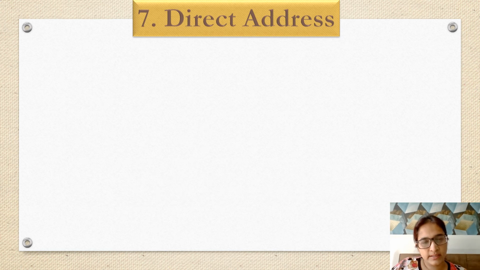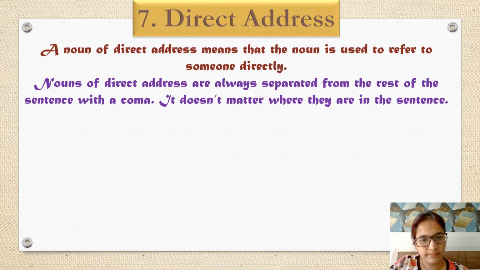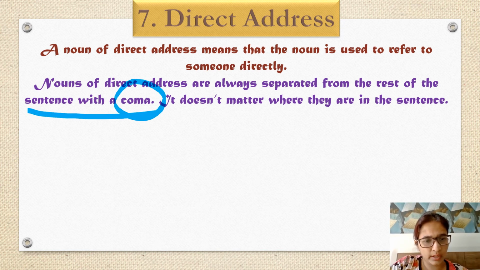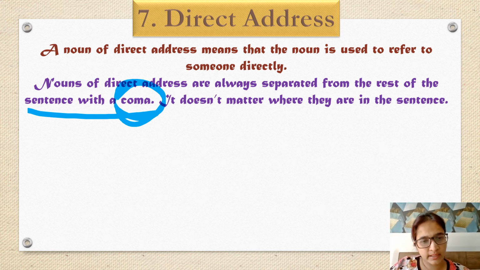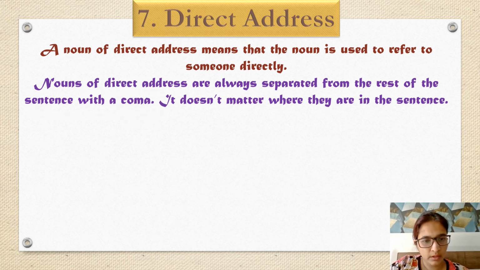This is very easy. This is the noun being used as a direct address. Basically, when you're just addressing someone, calling them by their name, it is called the noun being used as a direct address. A noun of direct address means the noun is used to refer to someone directly. Nouns of direct address are always separated from the rest of the sentence with a comma. This is very important: it doesn't matter where they are in the sentence, you have to separate them with a comma.